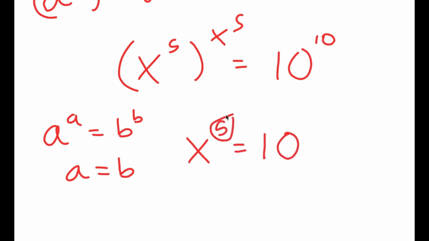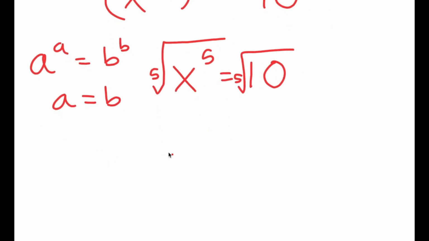Now to solve this, we need to get rid of this power of 5 by taking the fifth root on both sides. So the fifth root of x to the power of 5 is x. So I get x is equal to the fifth root of 10.